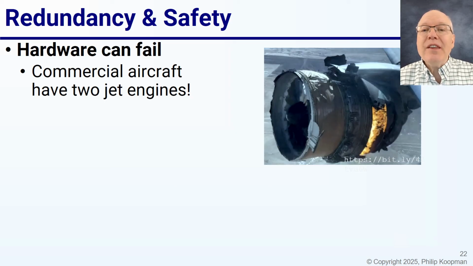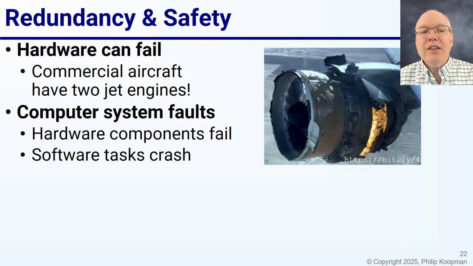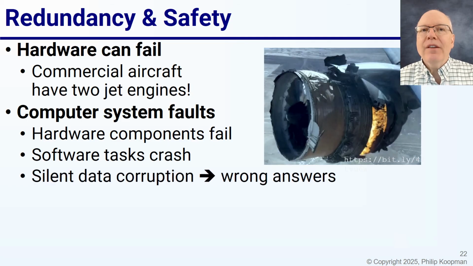So even for things less dramatic than an aircraft, you often need two components in case one fails. And we're going to get to the specific patterns in a moment. The computer systems can fail, hardware components fail, software tasks crash, things break. Not all the time, but often enough that for life-critical tasks, when someone's going to die, you have to make sure, even if any component in your system fails, you have a backup plan.